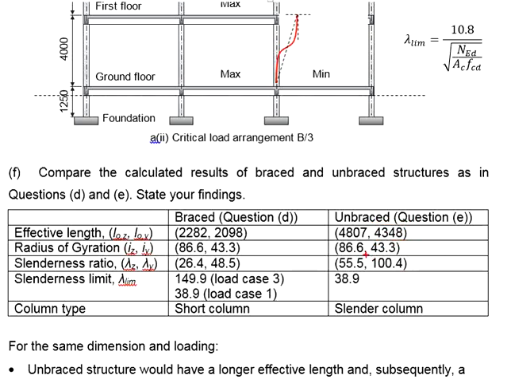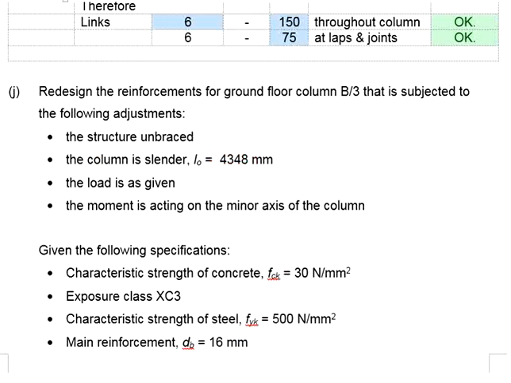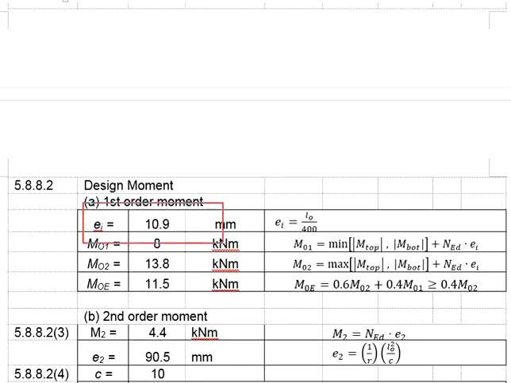The slenderness ratio in the minor axis will be 104. Use the effective length, 4.348 divided by 400. You get your e_i equals to 10.9 mm. Multiply the e_i with the N_Ed, which is 49.12 kilonewton. You get the moment due to the imperfections plus the moment acting onto the column. Two moments acting onto the column. The bigger value will be the M02, while the smaller value will be the M01.